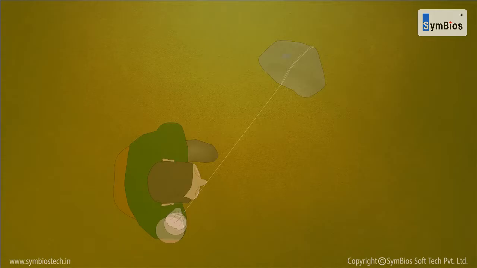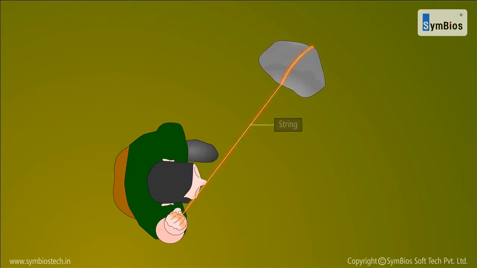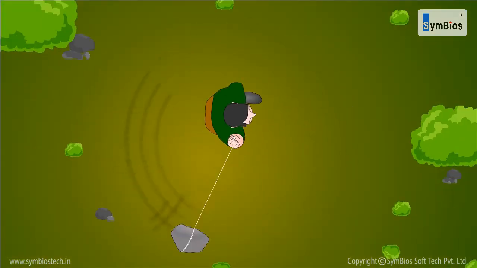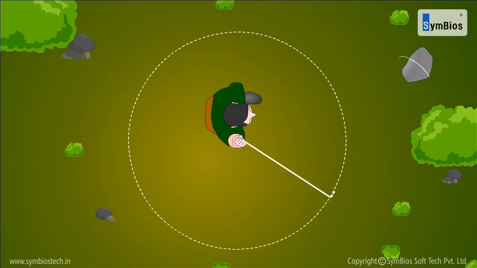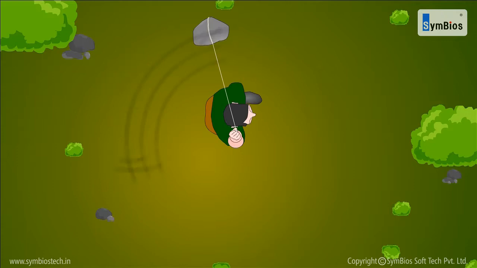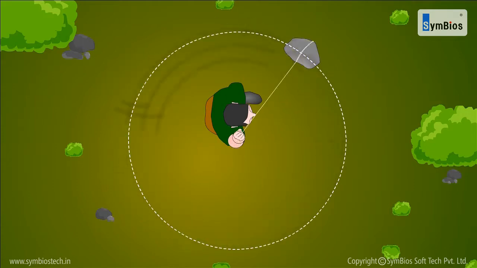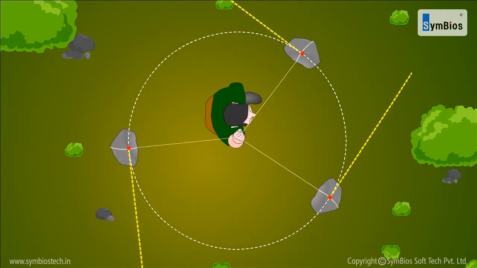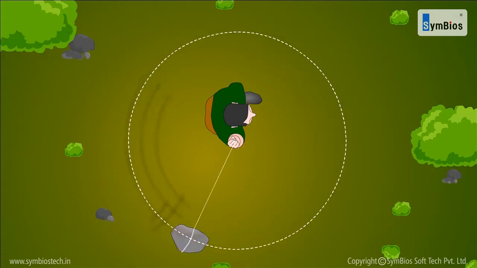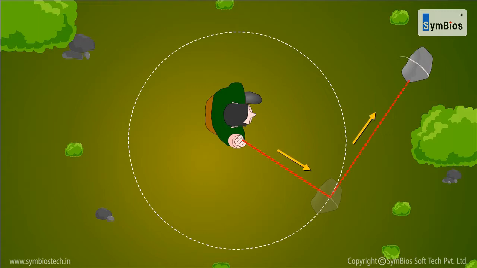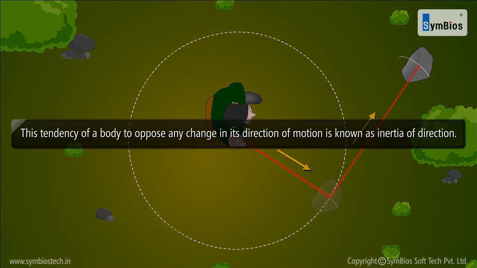Inertia of direction. A stone tied to a string is whirling in a horizontal circle. If the string breaks, the stone flies away tangentially. This is because the stone moving in a circular path has the direction of motion along the tangent at any point of the circle. As soon as the string breaks, the force acting on the stone ceases and the stone continues to move along the tangent at that point of the circle. This tendency of a body to oppose any change in its direction of motion is known as inertia of direction.